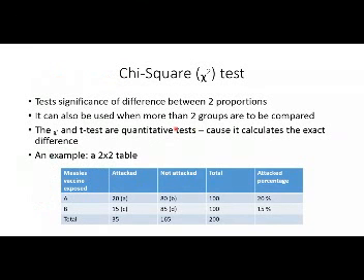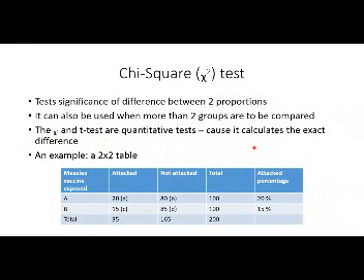Now, to test significance, this chi-square test actually tests the significance of the difference between two proportions, these two proportions 20 and 15, whether the difference is actually significant or otherwise. This chi-square test can be used if we are comparing two groups or more than two groups. The chi-square and the t-test are quantitative tests because they calculate the exact difference.